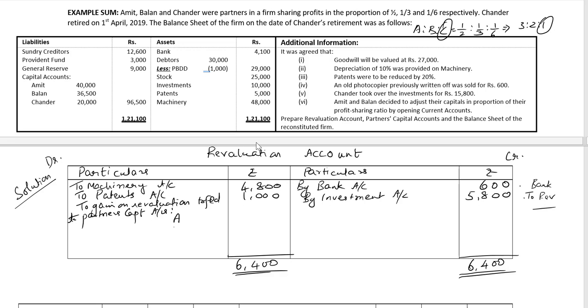We have Amit, Balan and Chandar. 6,400 minus the total of the debit side is 5,800. We get the gain of rupees 600 to be divided in OPSR 3:2:1. So against partner A 300 rupees, against partner B 200 rupees and against partner Chandar 100 rupees. So this is the revaluation account.